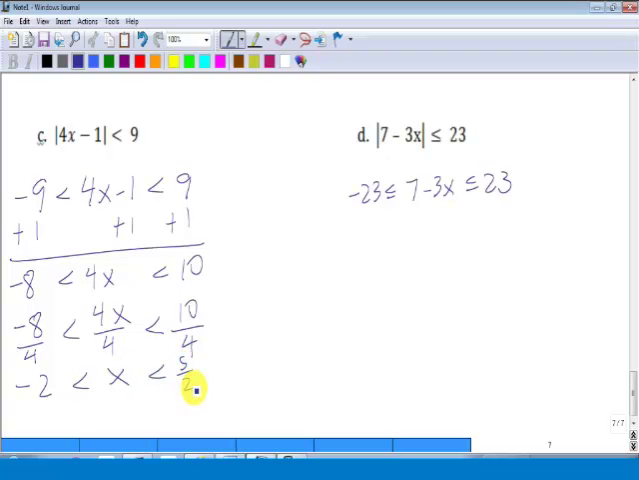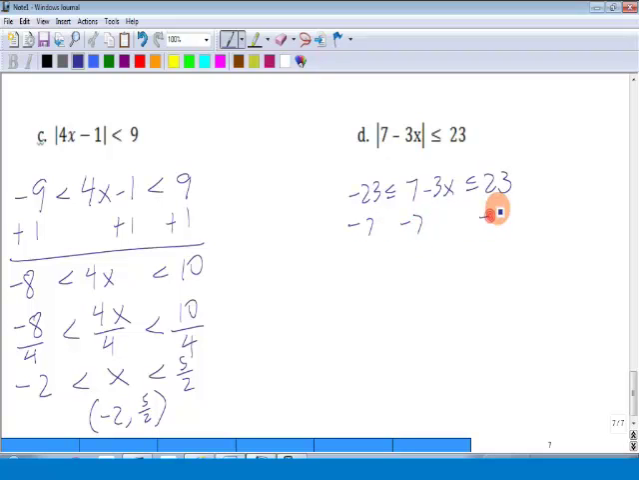Probably what Alex wants. 2.5 would be fine as far as I'm concerned. And write it in interval notation: -2 to 5 halves. The other one is more of the same, except when we divide all parts by -3.